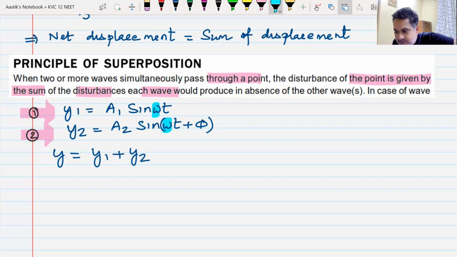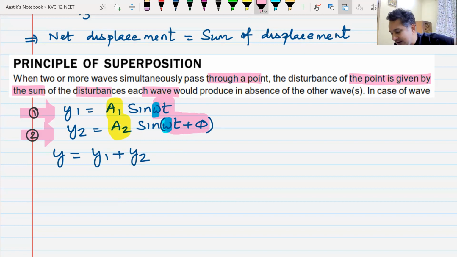What quantities are different in the two waves? If you look at this amplitude A1 and A2, the amplitudes are different. In first wave, the amplitude is A1. In second wave, the amplitude is A2. Then if you talk about this entire thing, omega t, this is known as the phase of the wave. The phases are different. Yes or no? Yes, sir.